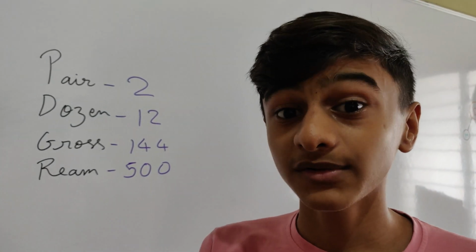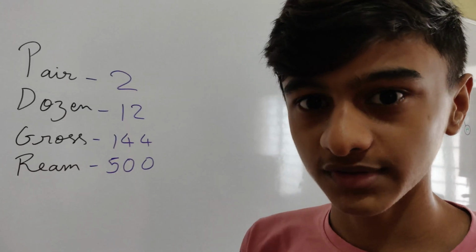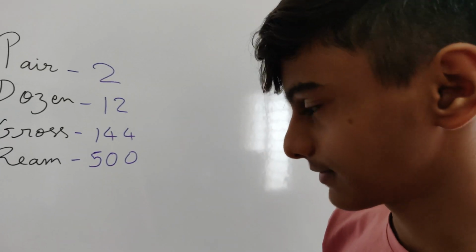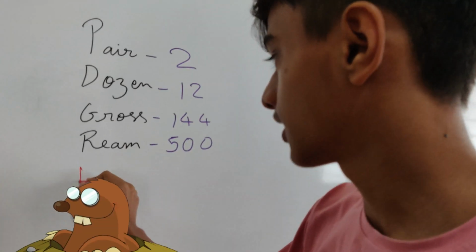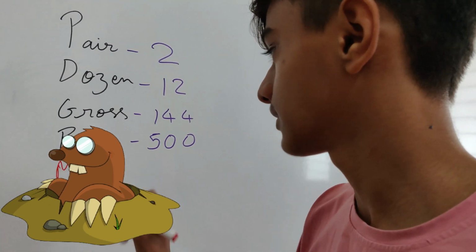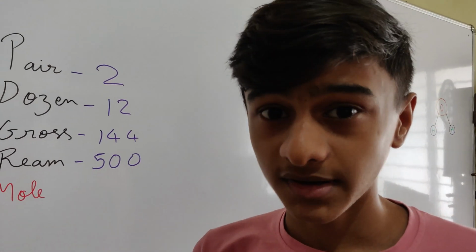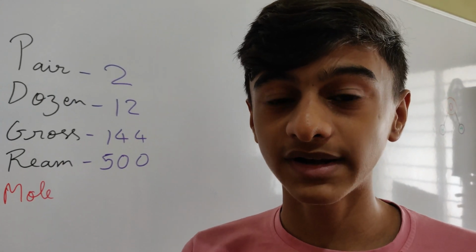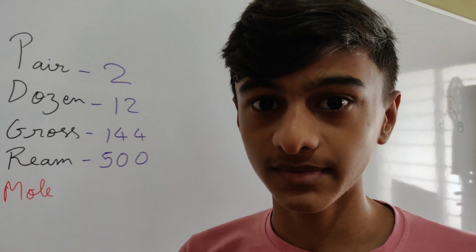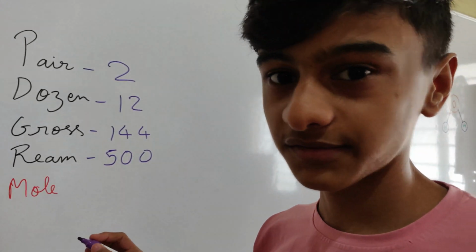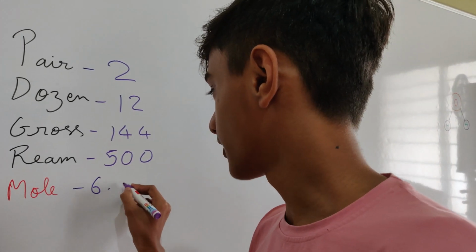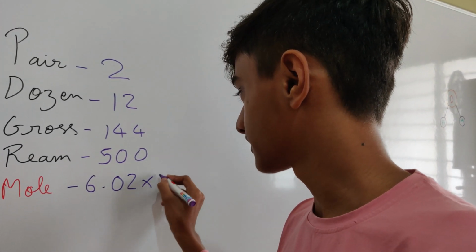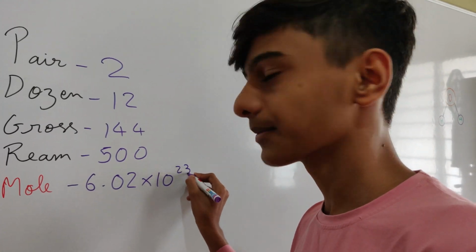But today I want to add one more to this list, which is a mole, which is just a number that is 602 hexillion, or 602 followed by 21 zeros. And the scientific notation of that is 6.02 times 10 to the 23.